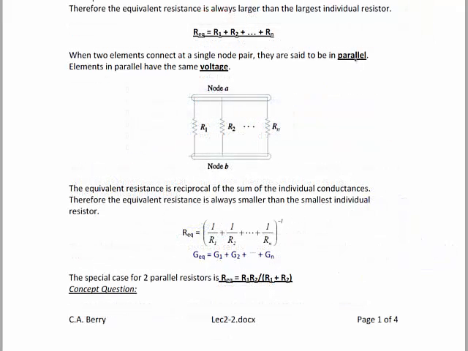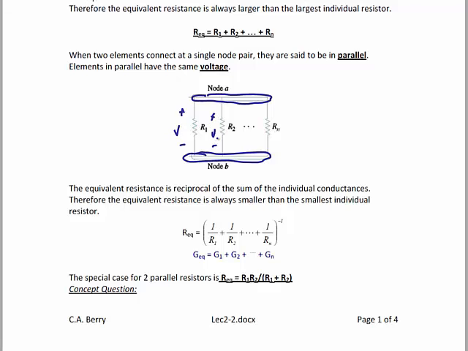Our next definition is parallel. When two or more elements are connected at a single node pair, they are said to be in parallel. Elements in parallel have the same voltage. So the key to parallel is that the elements have to be connected on both sides, either top and bottom or left and right, but they have to be connected on both sides, and they must have the same voltage.